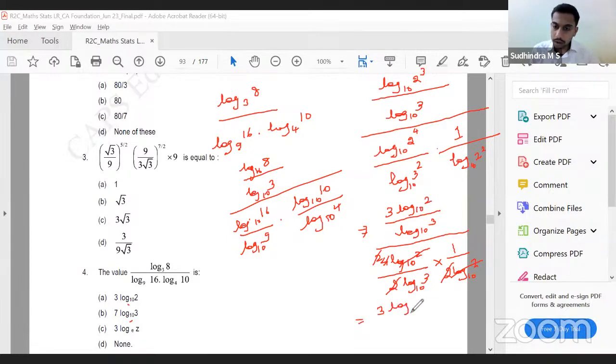So we get 3 log 2 to the base 10 divided by log 3 to the base 10, into 1 divided by log 3 to the base 10. If I bring that to the numerator, log 3 to the base 10 gets cancelled. We get 3 log 2 to the base 10. Hence, option A.